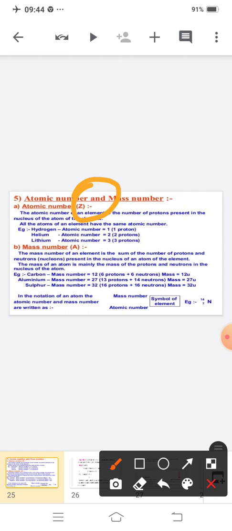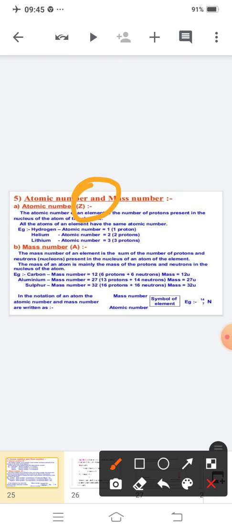The atomic number of an element tells us two things. It tells us the number of protons in the element, and it tells us the number of electrons. Why? Because the number of protons is equal to the number of electrons.